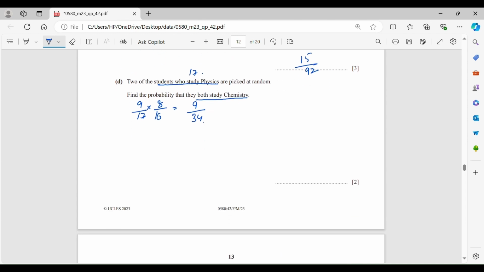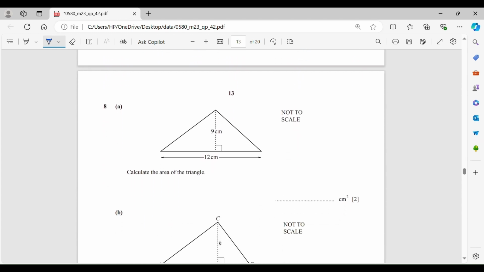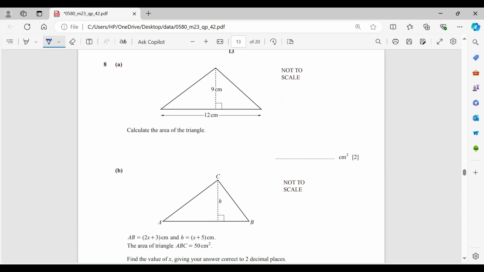9, our answer is 9 by 34. Next part, question number 8. Calculate the area of the triangle. So area of the triangle is half base into height, right? So this will be equal to half base into height. So this will be equal to 1 by 2 into 12 into 9, which is equal to 54 centimeter square for our answer.